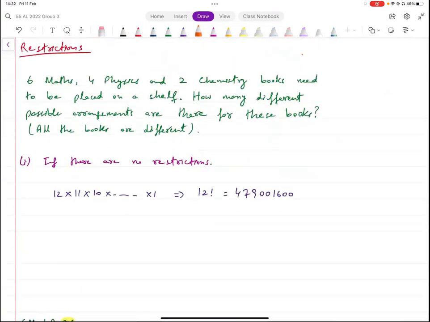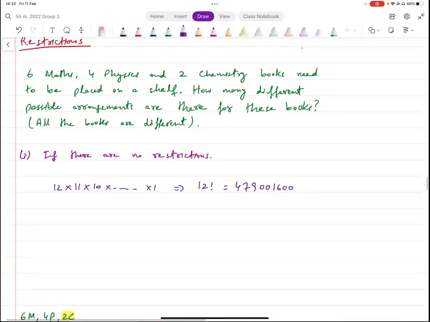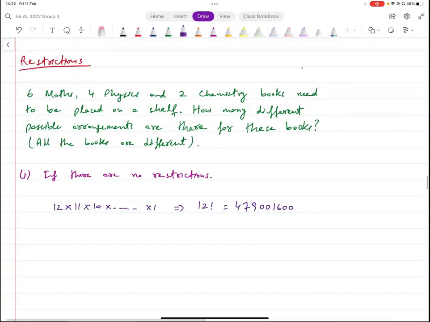Then we talked about restrictions. We looked at this example that we have, let's say, 12 books. We want to arrange them on a shelf. We have 6 math books, 4 physics books, 2 chemistry books. What happens if there are no restrictions? How many ways can we arrange them? That's simply 12 factorial. So that was straightforward.